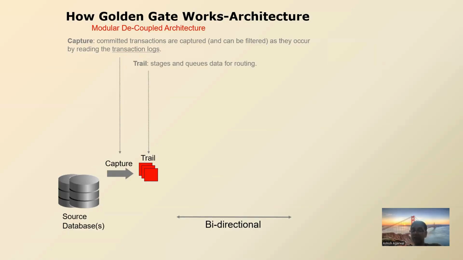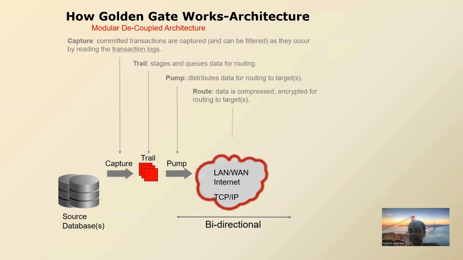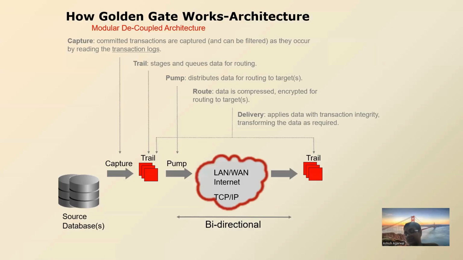Once the data is available in the transaction log, the extract process will capture it and write it to the trail file on the local machine, which is called the local trail file. Once the data is available in the local trail file, the pump process reads the data from the local trail, sends it over the TCP/IP network, and writes it to the remote trail file. Once the data is available in the remote trail file, the replicate process applies it to the target database.